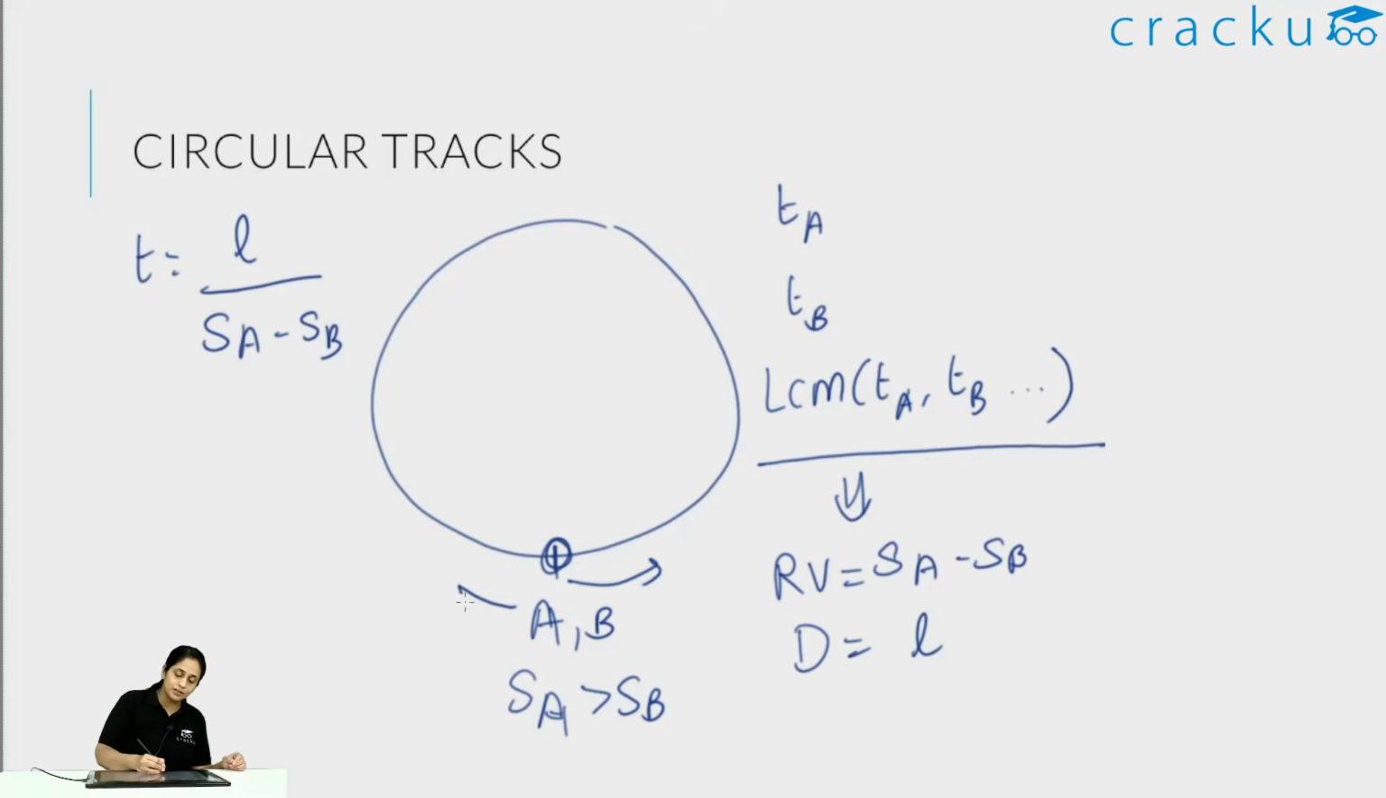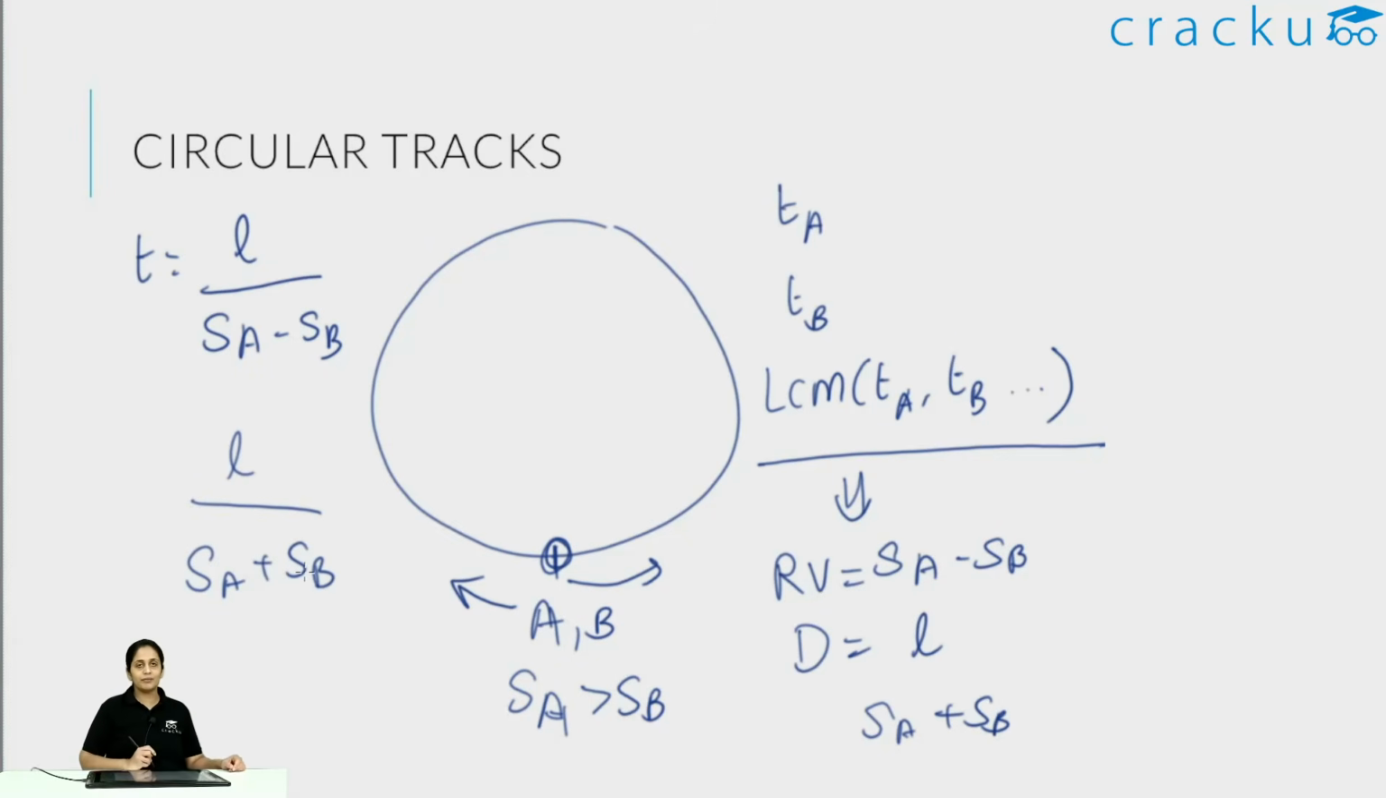Now suppose A is moving in the opposite direction. Here the relative velocity changes to SA plus SB. So the time taken for the meeting would be L divided by SA plus SB. So always remember, when you have just the first meeting, use the concept of relative velocity. If you have the concept of first meeting at the starting point, you have to use the LCM concept.